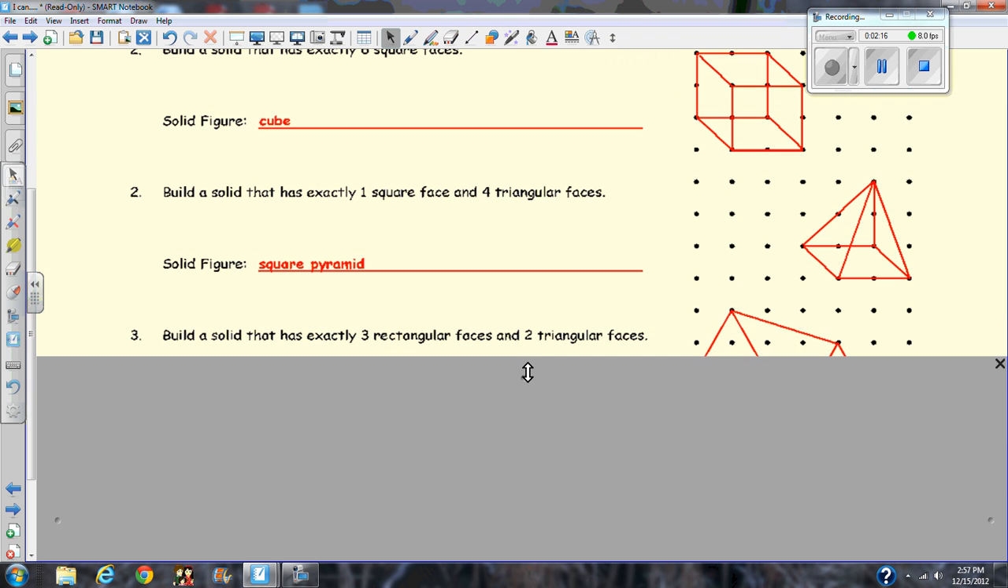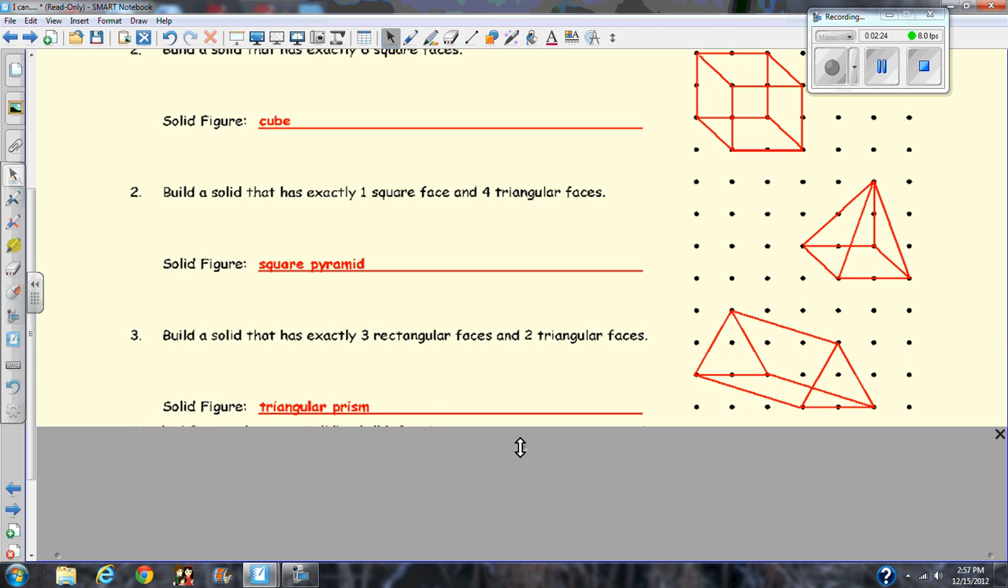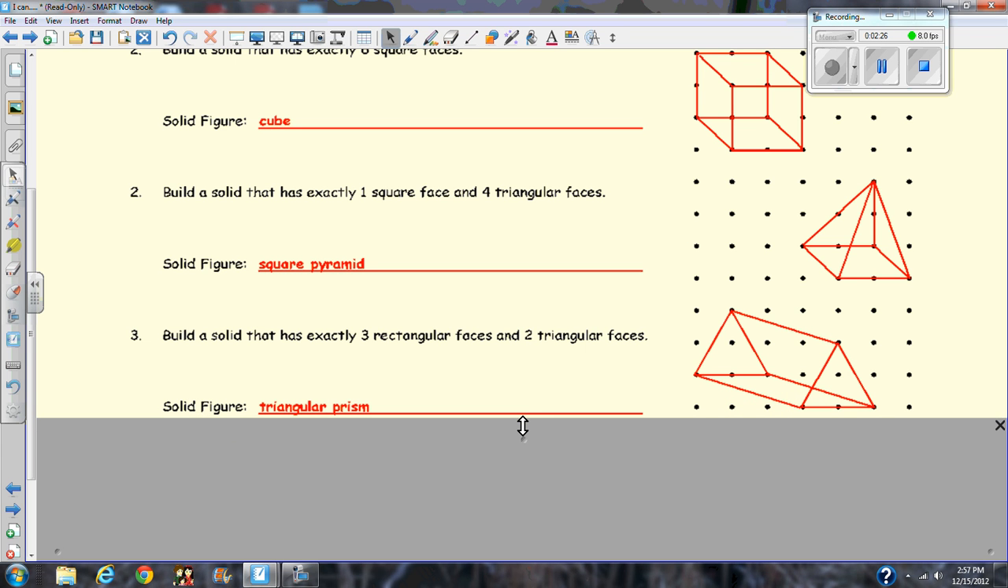Build a solid that has exactly 3 rectangular faces and 2 triangular faces. So we have a total of 5. Triangular prism has 3 rectangular faces, this side, and the bottom, and 2 triangular faces.